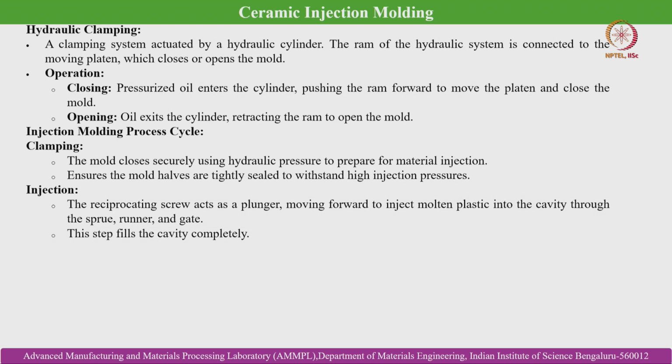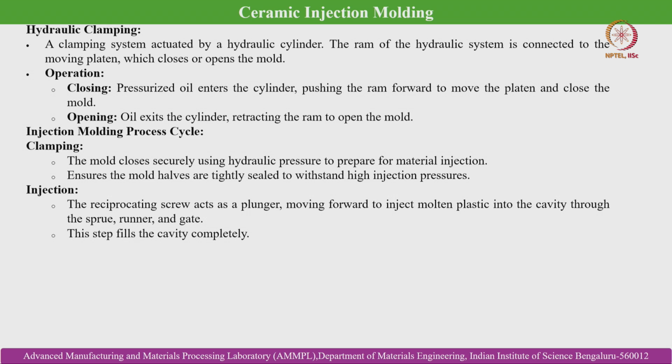It is incidentally the moving platen which is also connected with the nozzle of the injection molding machine. After the component gets solidified, again the same platen moves out, and then the ejection happens. So, the operation is closing. Pressurized oil enters the cylinder, pushing the ram forward to move the platen and close the mold, and opening, oil exits the cylinder, retracting the arm to open the mold.